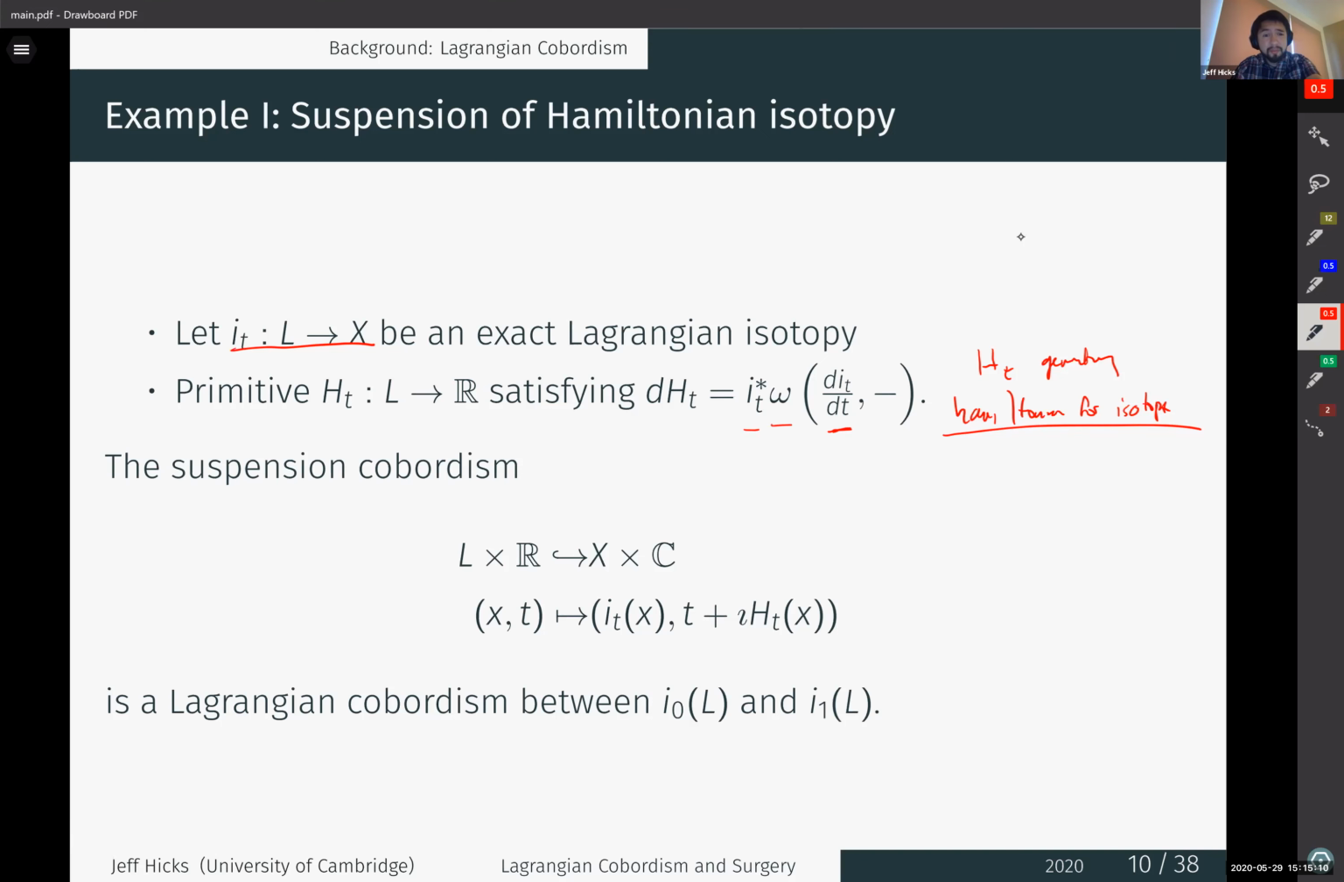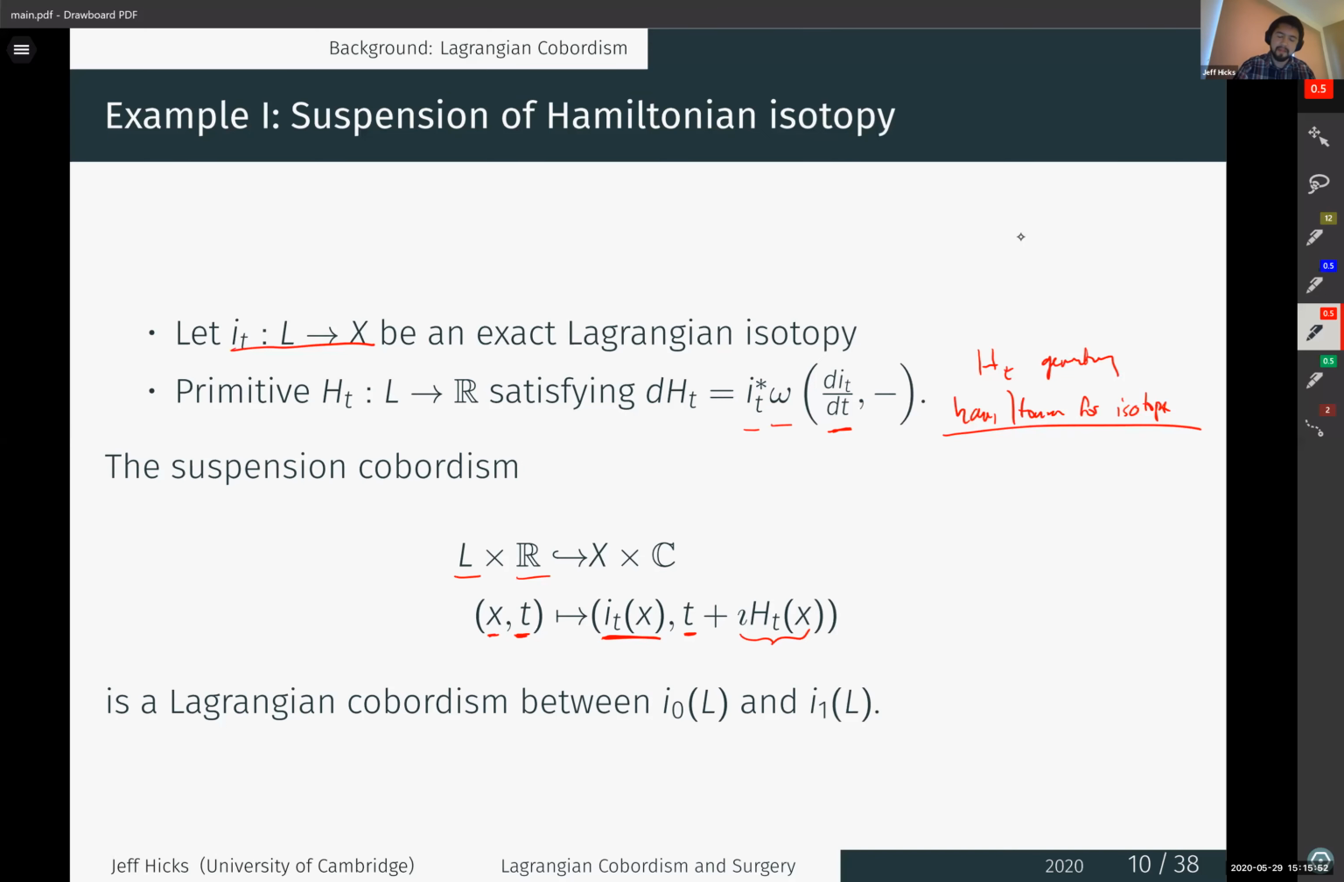Right. So the simplest examples of Lagrangian cobordisms that we know are these exact Lagrangian isotopies, and they're just explicitly parameterized for us. You take L cross R and you map it to X cross C by, in the first coordinate, mapping it to the time t position of the isotopy, and in the C coordinate, the real part tracks the parameter of the isotopy, and then there's an additional factor which shows up, and that's just required to make it Lagrangian. So these suspension cobordisms not only remember the isotopy, but they remember the primitive that you chose for the isotopy.